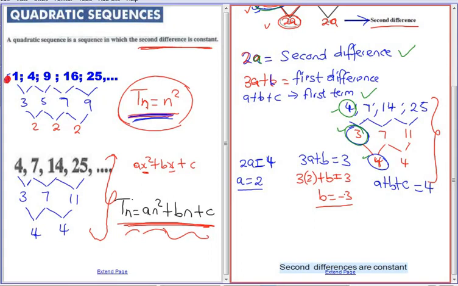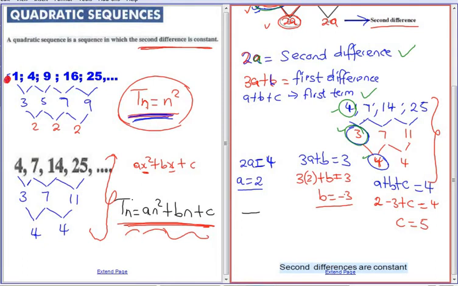So you always use these three equations. So you can just remember them off by heart. 2a, 3a plus b, and also a plus b plus c. It's very simple like that. It works for every quadratic pattern. So that would be 2 minus 3, that's negative 1. When you take it to the other side, it should be equal to 5. So your c value is equal to 5.